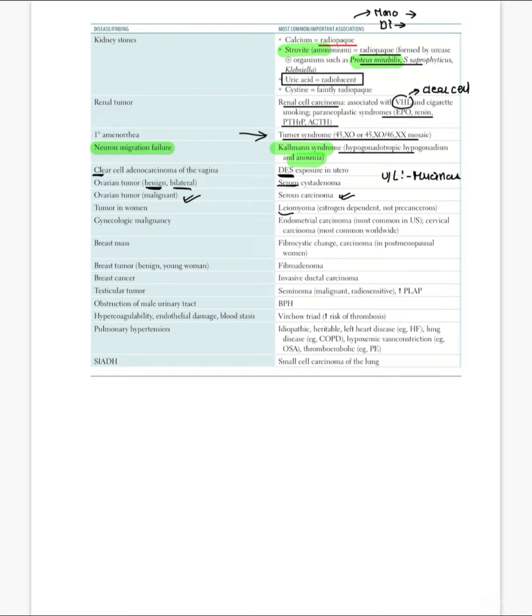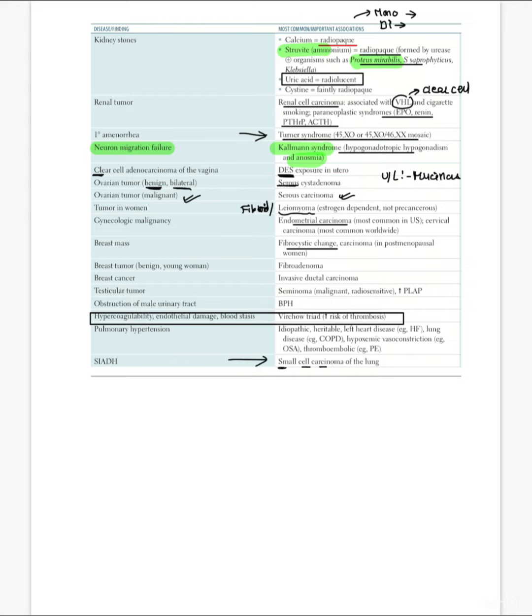Then tumor in women, this is leiomyoma or the fibroid, which is a hormone-dependent tumor, hence it regresses after the menopause. Gynecological malignancy, endometrial carcinoma may be seen. Breast mass: fibrocystic disease. Then what is important here is hypercoagulability, endothelial injury and blood stasis, that is known as your Virchow triad. Pulmonary hypertension, already done.